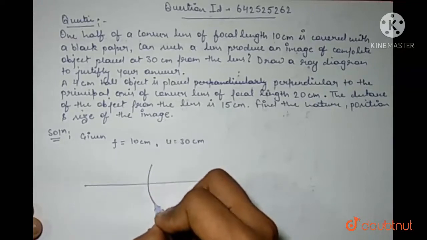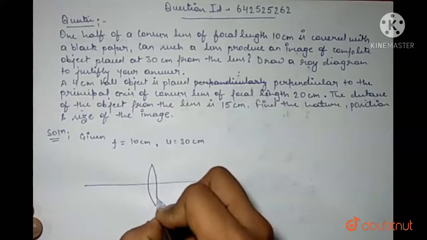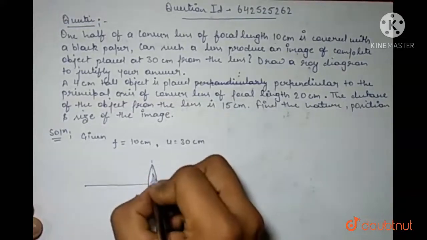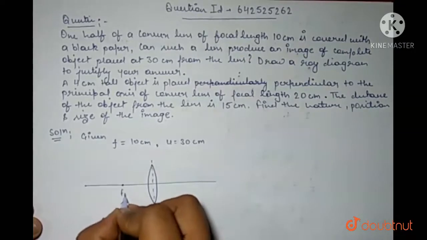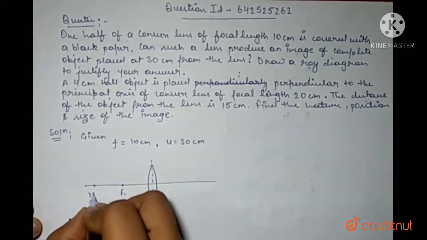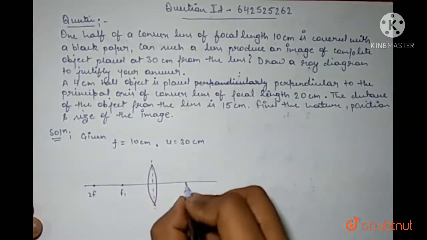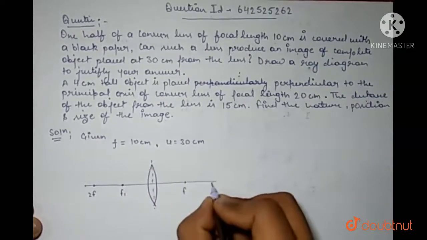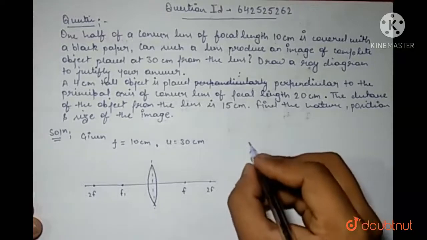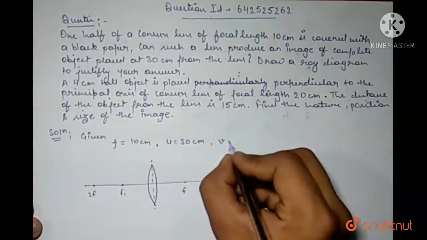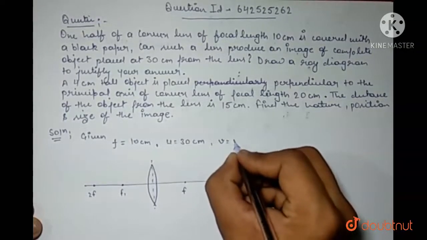I have a convex lens. This is the convex lens. This is the focal point f1. This is the 2f point. Similarly here the point f and the 2f point. So by using a lens formula, I calculate the position of the image.